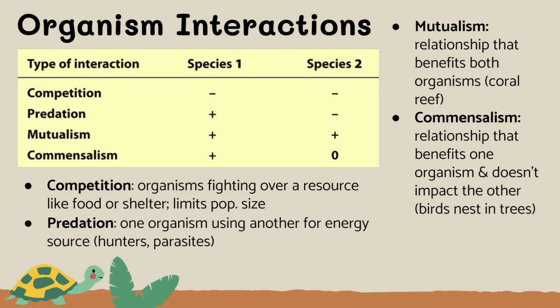Commensalism is kind of like me referring to one of the species being a free rider. In a commensalistic relationship, we have one species that's benefiting and one species that's not affected at all. A great example is birds making their nest in trees. The birds do not damage or hurt the tree, but they also do not benefit the tree at all.